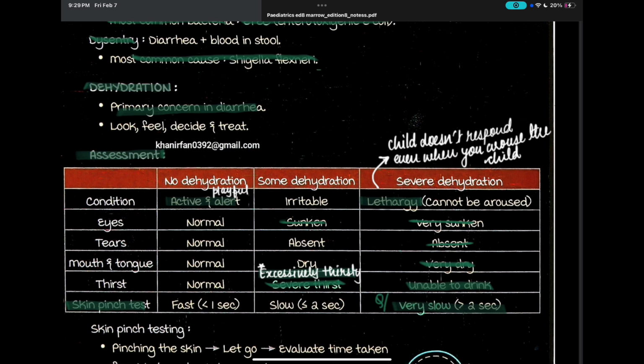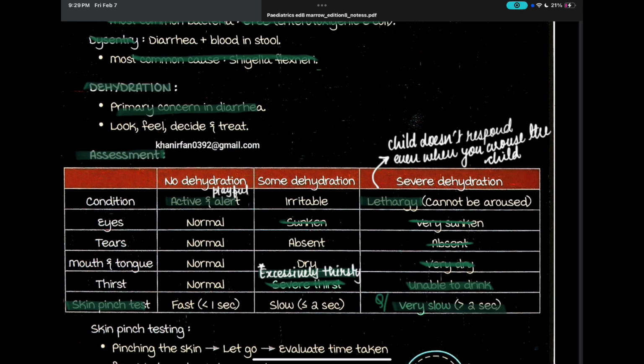Some dehydration. The child will be irritable with sunken eyes, no tears, dry tongue and mouth, excessively thirsty, and slow skin pinch test that is less than or equal to 2 seconds.